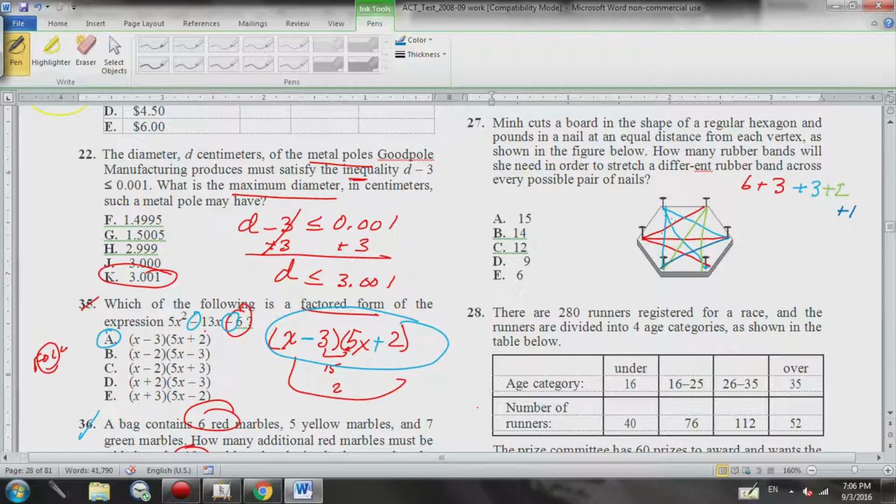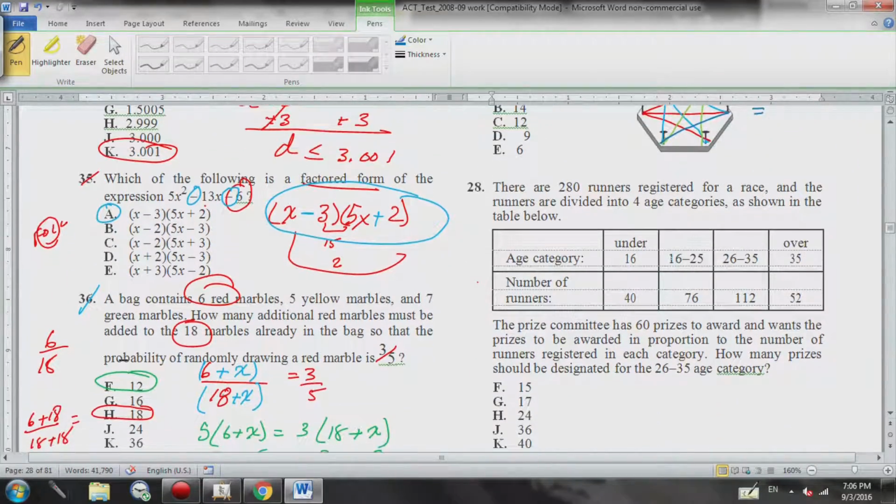Okay, once you get to 1. So it's going to be the tally of all of this. 6, that's 9, 10, and 12, 13, 14, 15. It's going to need 15 rubber bands. Okay.